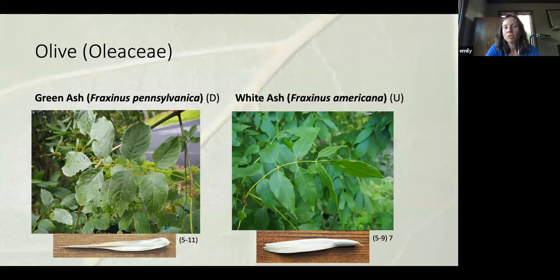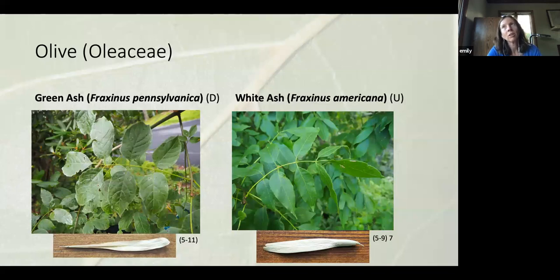A white ash does not like to be in a wet area. It likes to be at the top of a hill, top of a mountain, anywhere where it is nice and dry. Green ash loves to be in low-lying, wet, swampy areas. So if I am headed down a slope and I'm not very far from a stream, I would often assume that I'm in green ash land.